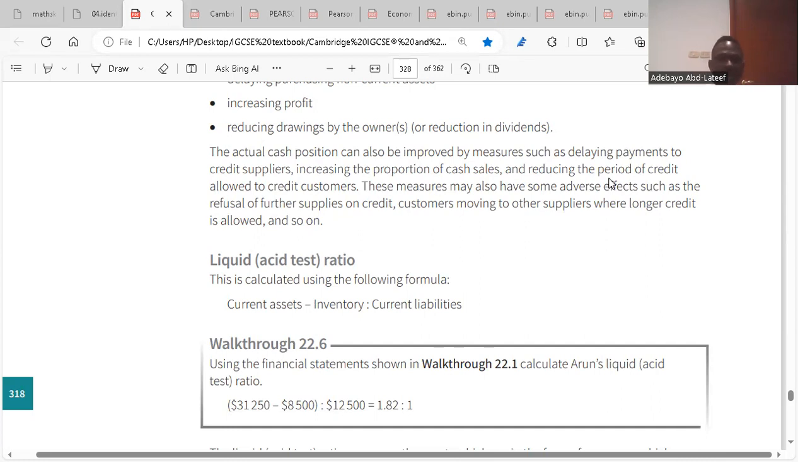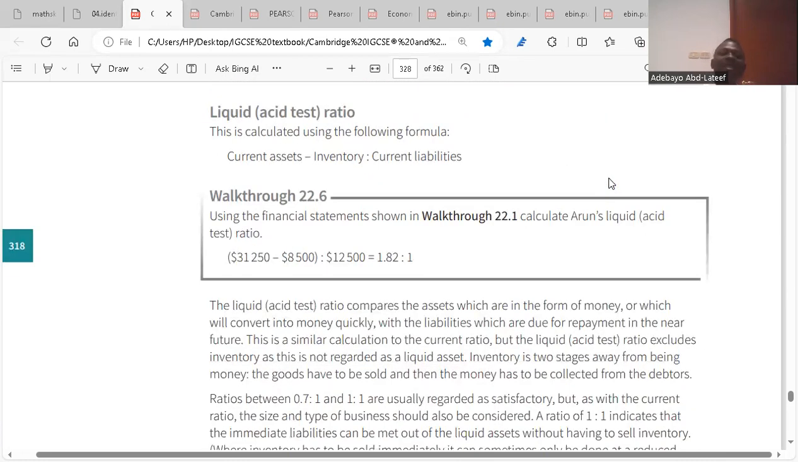Okay. So the liquid asset ratio compares the assets which are in the form of money or which will convert to money quickly with the liabilities which are due for repayment in the near future. This is a similar calculation to the current ratio, but the liquid asset excludes inventory, as this is not regarded as a liquid asset. They don't consider inventory because it is not yet sold. They don't consider it as money, as cash.